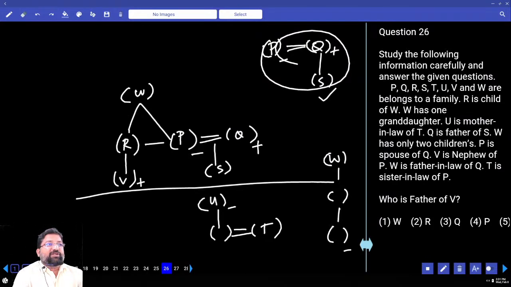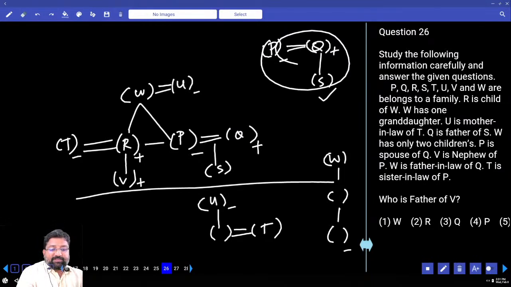T is the sister-in-law of P. So can I take T here? Yes. T is the sister-in-law of P. And this person will be male, because T is married. Who is the mother-in-law of T? U. This is U. Mother-in-law. W is. And W has one granddaughter. Who is that granddaughter?